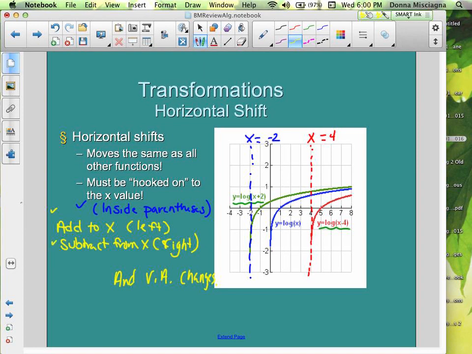And the vertical asymptote changes as well. Okay? So now for y equals log of (x plus 2), our vertical asymptote's at x equals -2. For y equals log of (x minus 4), our vertical asymptote is at x equals +4 because we've shifted it 4 to the right.